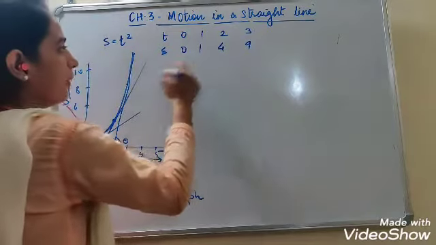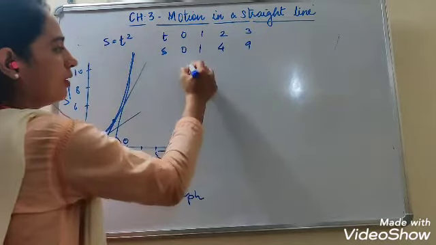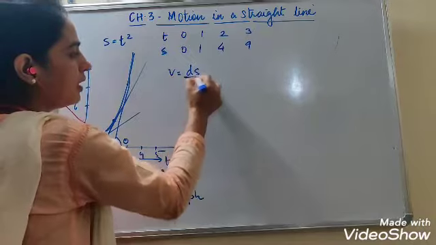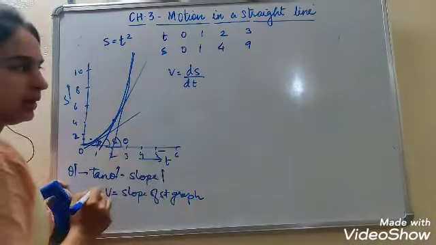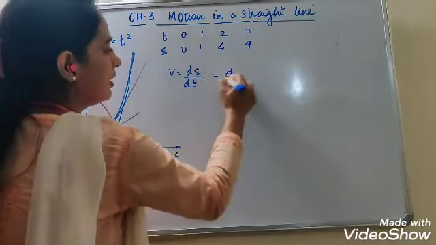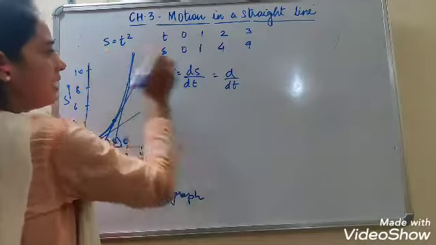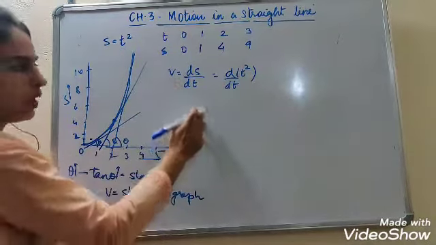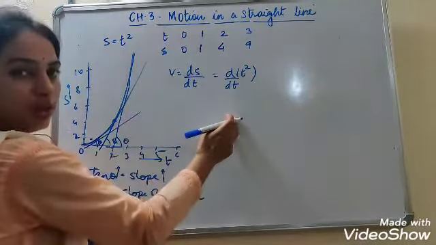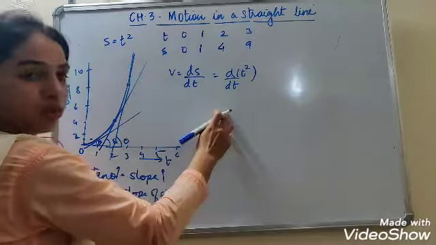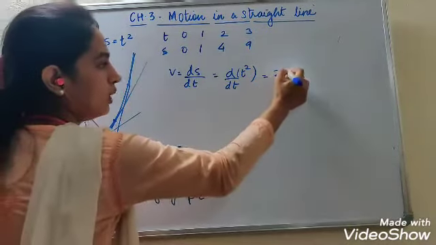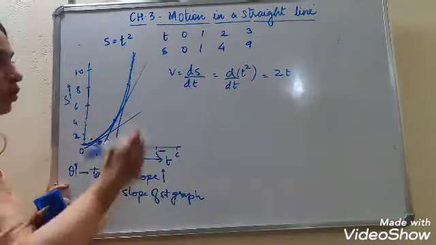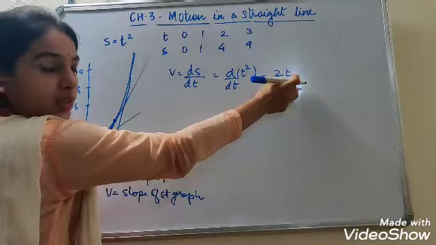If we want to find the velocity at a particular instant, then we use the formula ds by dt. So that is d/dt of s. What is s? s is equal to t square. Substituting s equals t square, velocity will be d/dt of t square. What is the differentiation of t square? That is 2t. Okay. Now you got the formula for velocity.